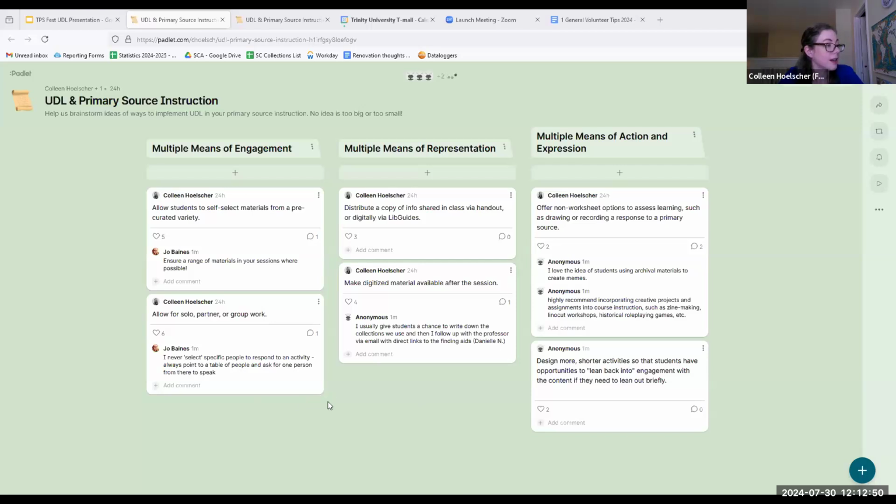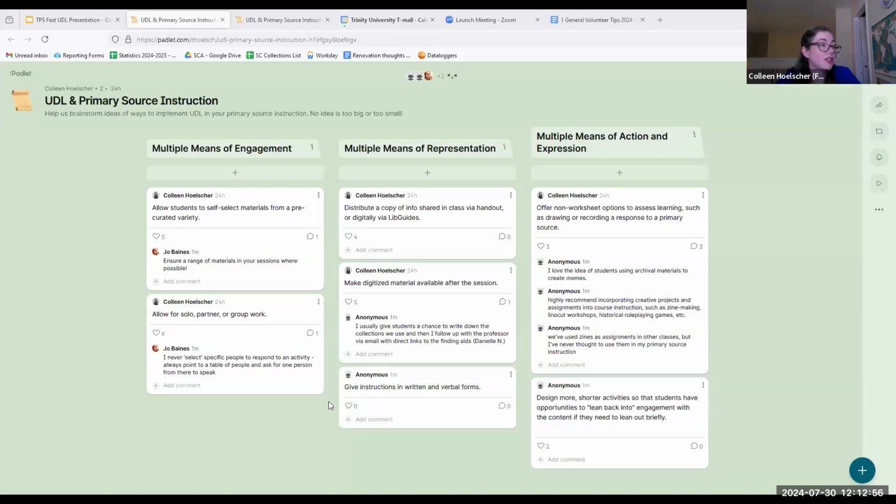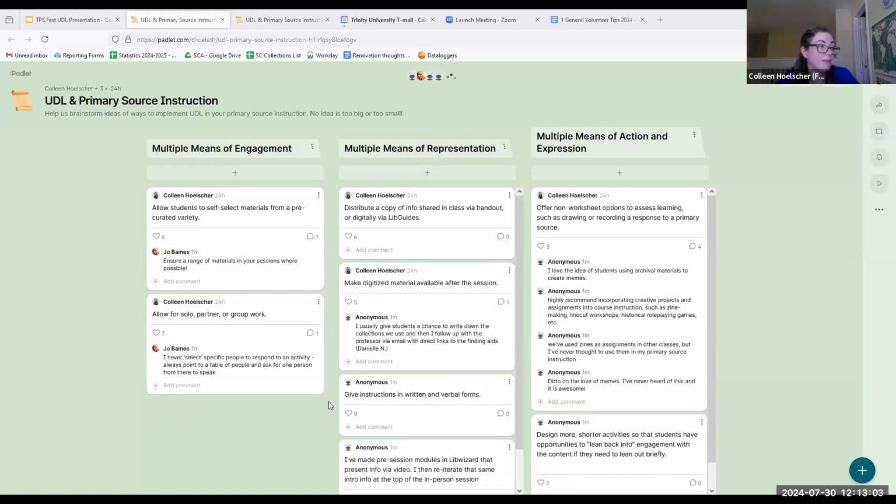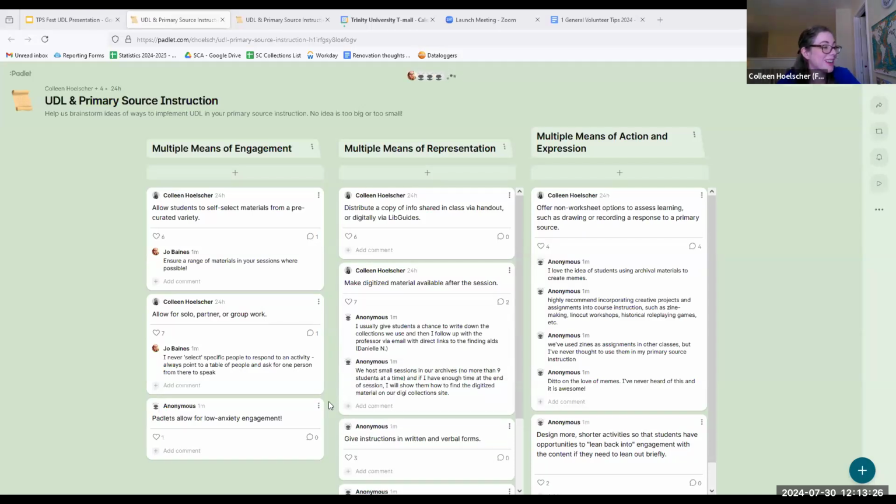Okay, so I see a few comments already under multiple means of engagement, ensuring a range of materials in your sessions where possible. Definitely really great to have as many options as possible for students when that is possible. And then never select specific people to respond to an activity. Always point to the table of people and ask for one person from there to speak. As someone with a lot of anxiety myself, you guys have no idea how anxious I've been about this all morning. I definitely appreciate that response.